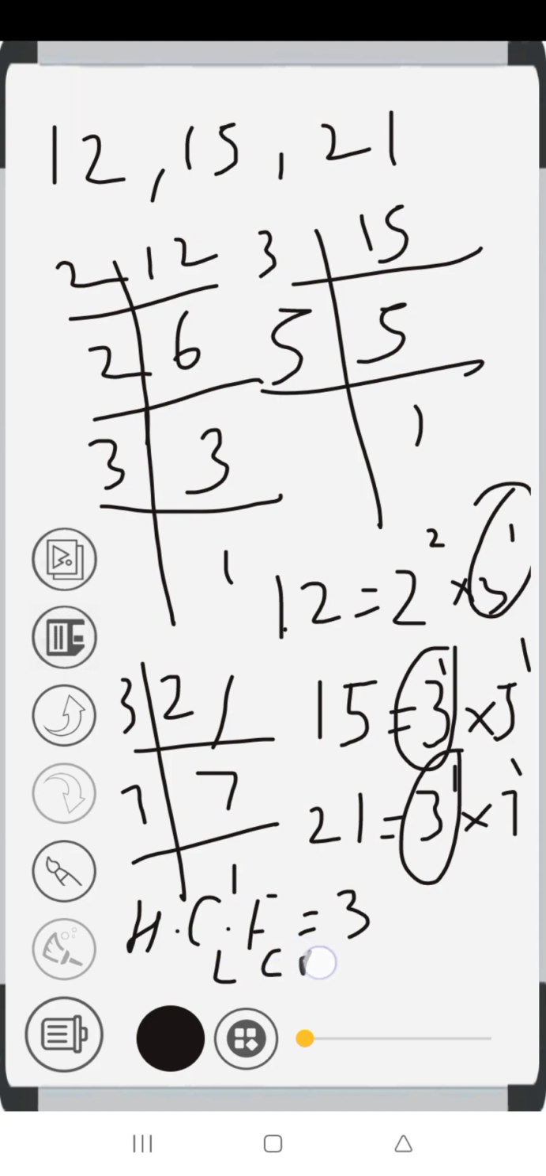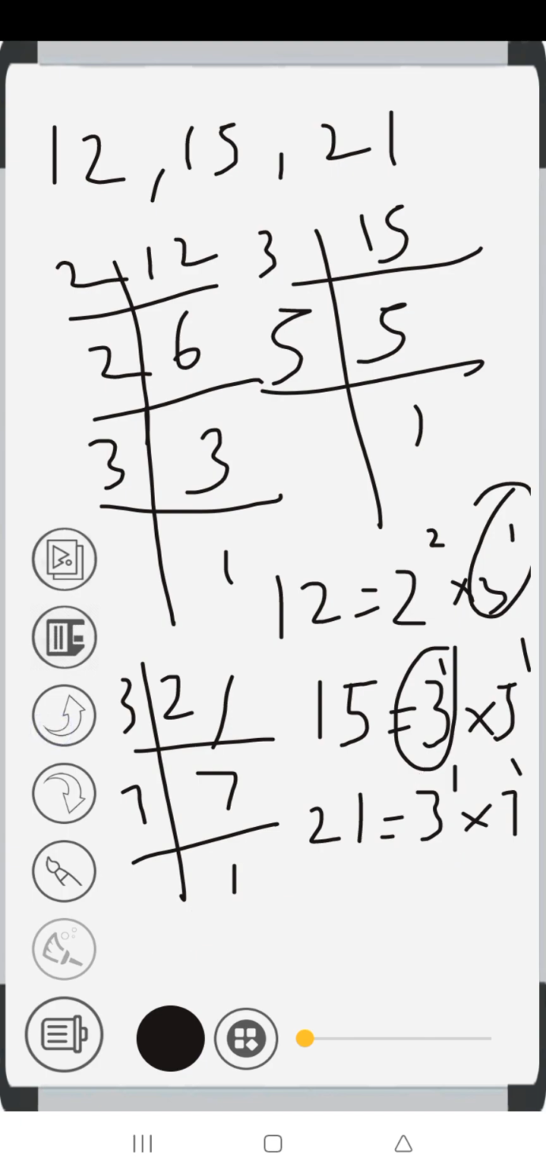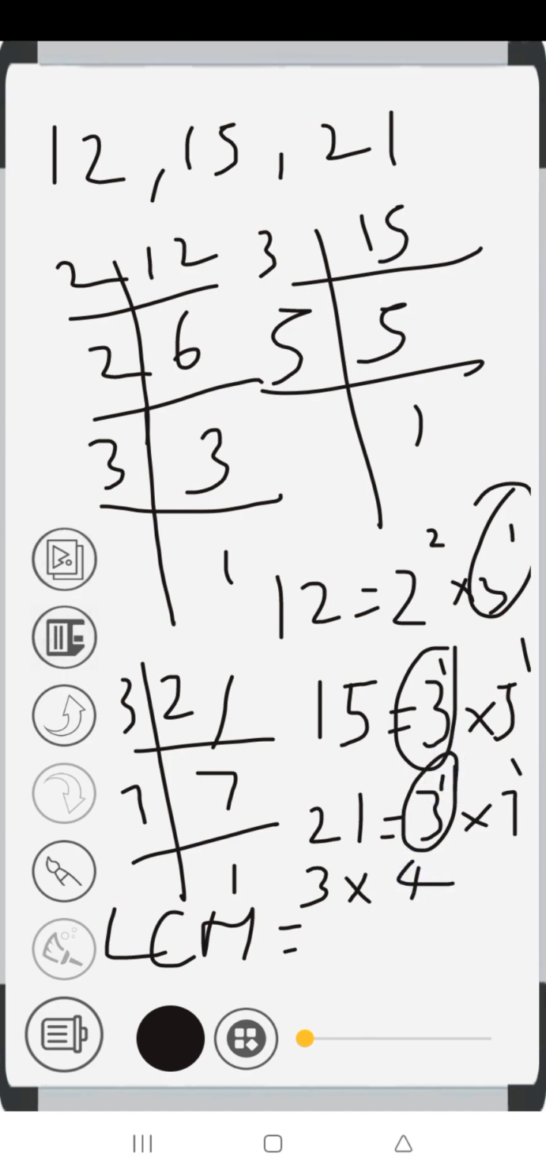Similarly LCM, so all the 3 power 1 ones I am writing over here. 3 power 1 into... I am writing LCM over here. So 3 power 1, so 3 into 2 square is 4. Into 5 into 7, into here it is 5.